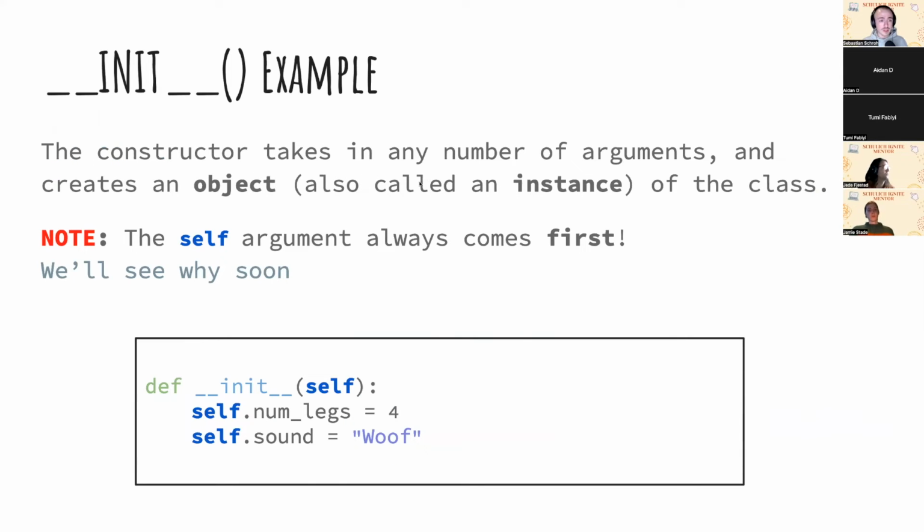All right, so here's an example. The constructor takes in any number of arguments and creates an object, which is also called an instance of the class. Make sure you always put the self argument first, and we'll see why soon. But here's another example of an init.